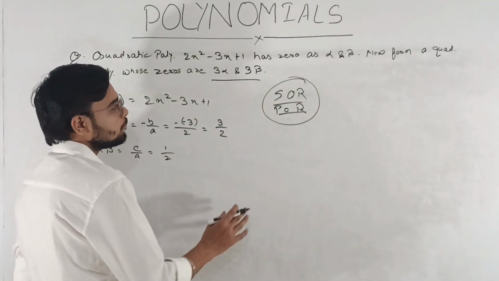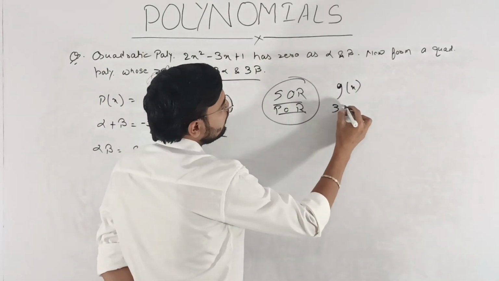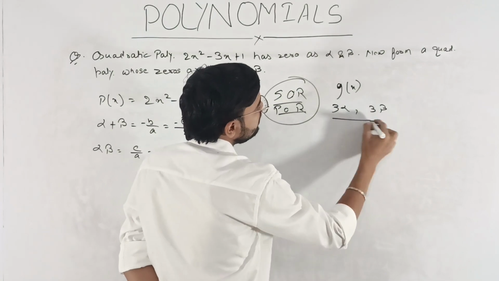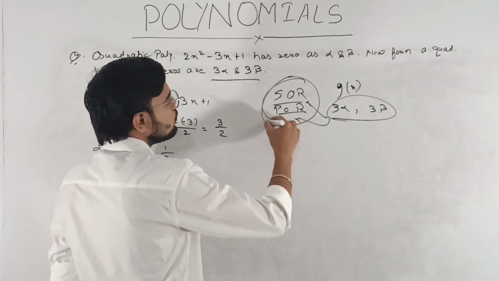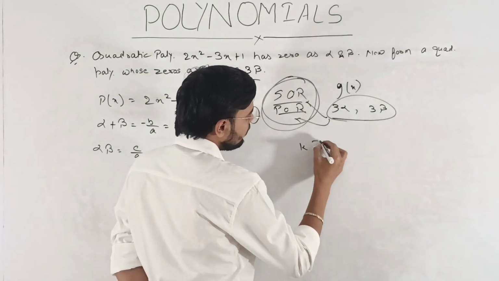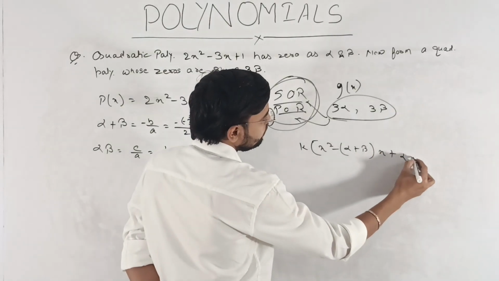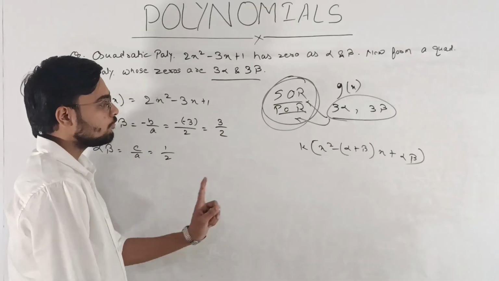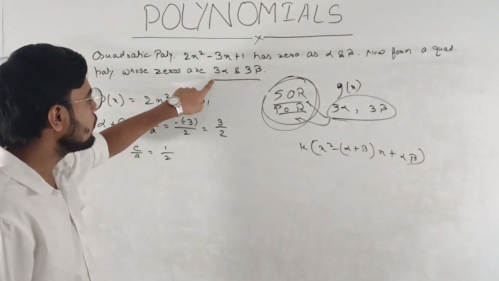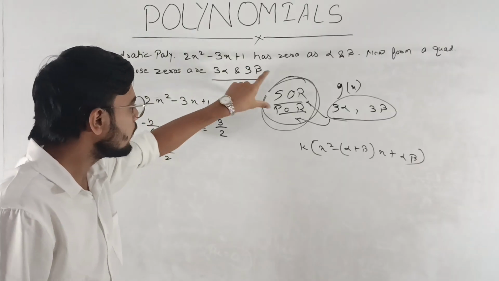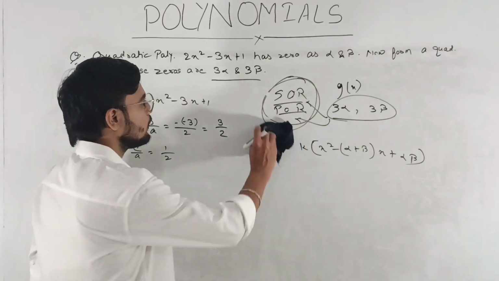Okay. Now we have to form a polynomial. Suppose we have to form the polynomial g(x), and the roots of this g(x) are 3 alpha and 3 beta. From these 3 alpha and 3 beta, we find the sum of roots and product of roots. Then after finding these two, we put them in the formula. Formula is what? k times x square minus (alpha plus beta) x plus alpha beta. Understood? First, we have to find the sum of roots and product of roots by using the roots of our quadratic polynomial. Then we put them in this formula and we get our required quadratic polynomial, that is g(x). Okay. Now let's do it.